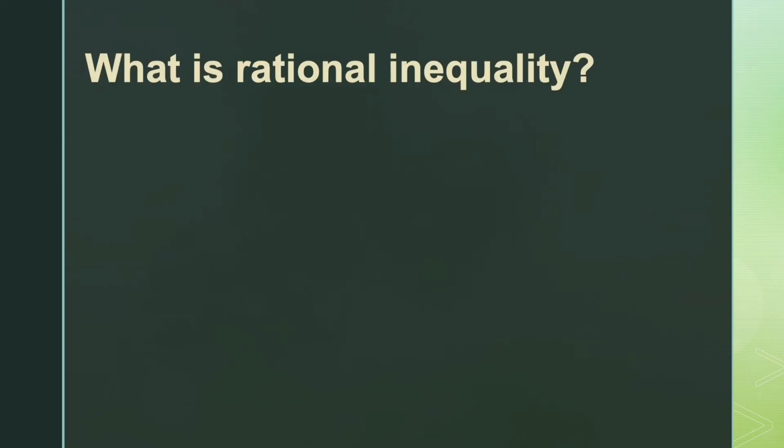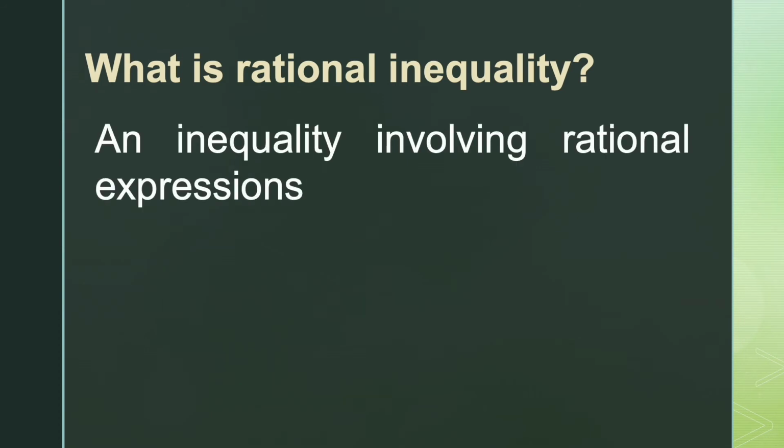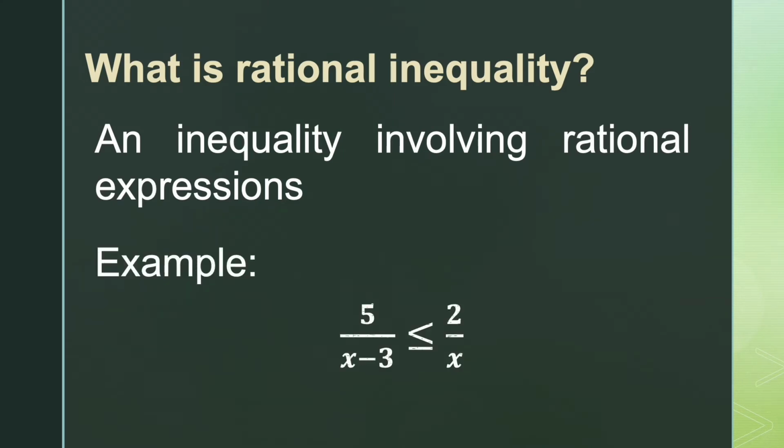Next, let us define what is rational inequality. A rational inequality is an inequality involving rational expressions. Consider the example 5 over x minus 3 less than or equal to 2 over x. Note that each term is a rational expression, and since we have inequality, we have a rational inequality.